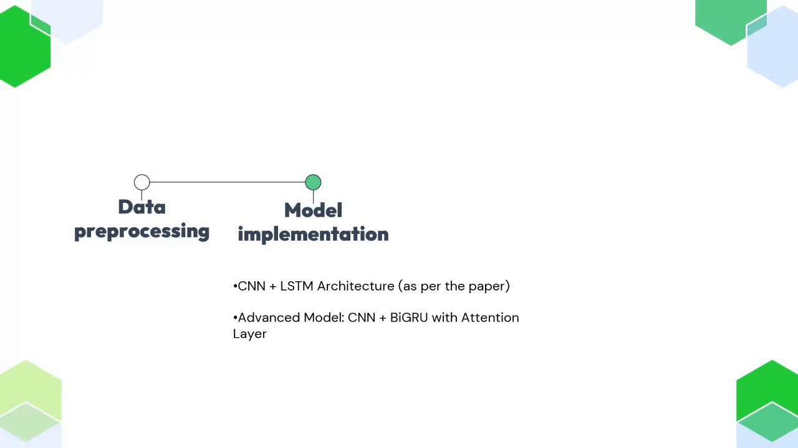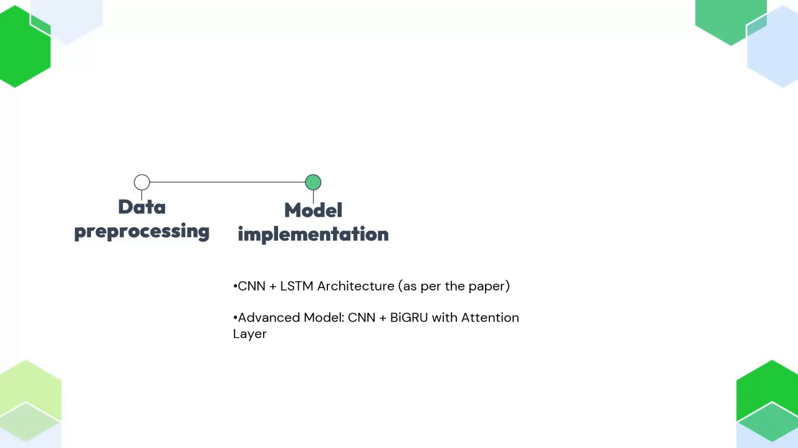However, we were not able to achieve the exact results as that of the paper, so we also experimented with a more advanced architecture, which is a CNN combined with a bidirectional gated recurrent unit, that is BiGRU, with an attention layer. The addition of the attention mechanism allowed the model to focus on the most relevant parts of the ECG signals, potentially leading to better performance.